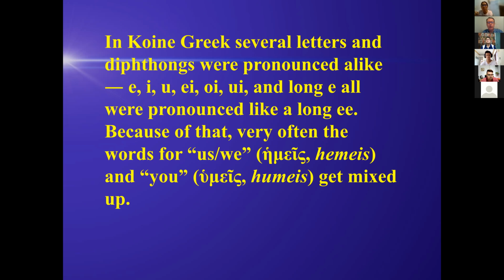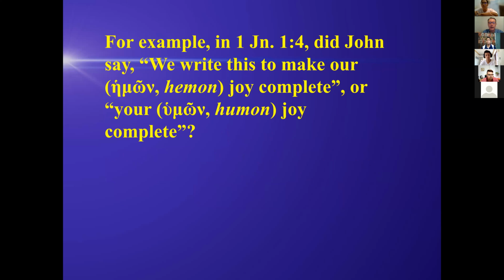In Koine Greek, several letters and diphthongs were pronounced alike. Eta, iota, upsilon, epsilon-iota, omicron-iota, upsilon-iota, and long e, all were pronounced like long e. Because of that, very often the words for us and we, hemeis, and you, humeis, get mixed up. And we see that several times. For example, 1 John 1:4, did John say, we write this to make our joy complete, hemon, or your joy complete, humon? Since they would have been pronounced the same way, it's difficult to tell. And the manuscripts are varied there.